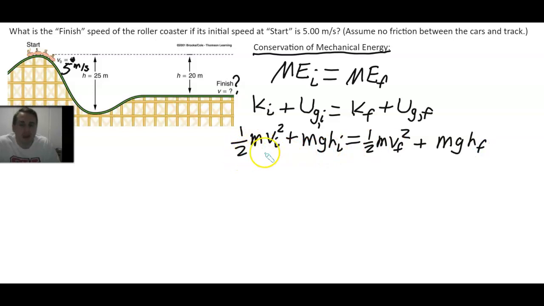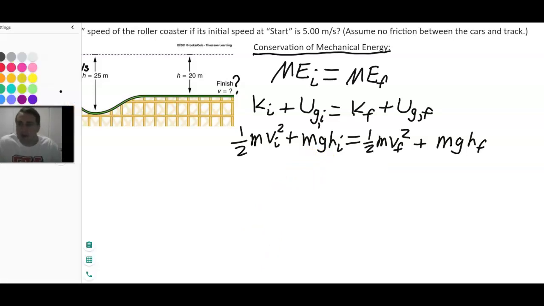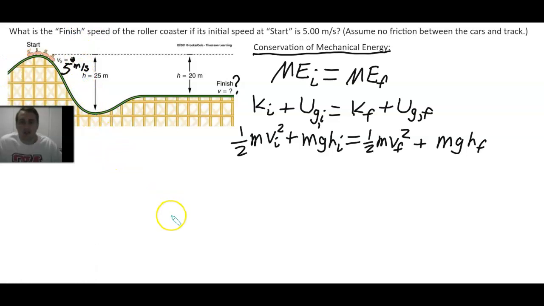Notice a couple things. First of all, the kinetic energy term is the same except it's initial and final for the velocity. Let's assume that the mass does not change in this problem. And then furthermore, the height is initial and final for the initial and final gravitational potential energy terms. Now I want you to notice something that's important. I'm changing colors intentionally because something interesting is going to happen.